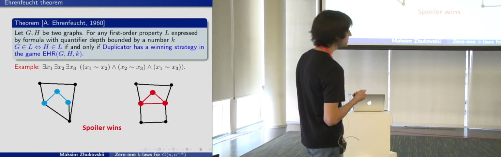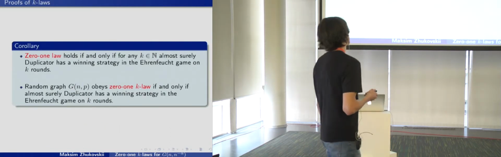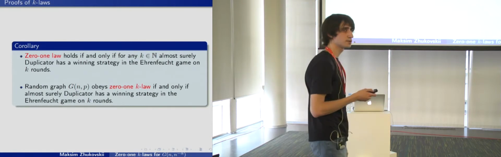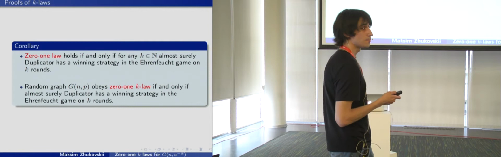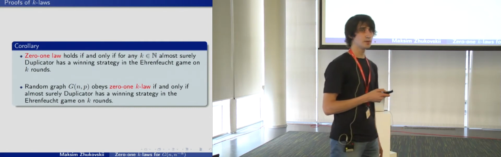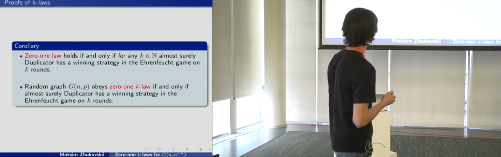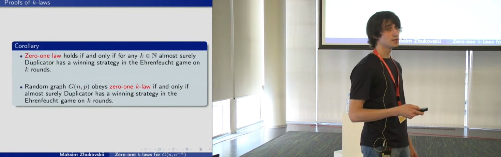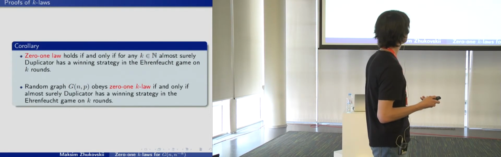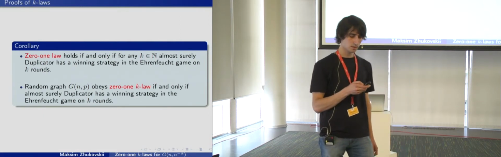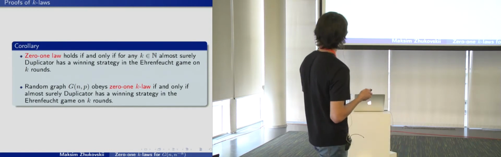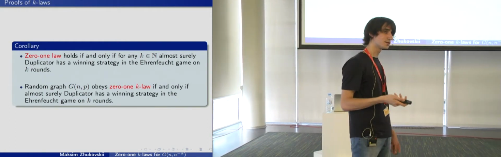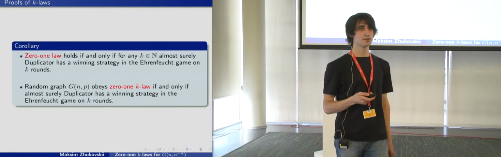Okay, and it's not very difficult to see that we have the following corollary from the theorem, so I'll start from this one. Random graph G(n,p) obeys the 0,1 k-law if and only if with probability tending to 1, duplicator has a winning strategy in the game on k rounds. And of course, the 0,1 law holds if and only if for any natural k, duplicator has a winning strategy in the game on k rounds with probability tending to 1. So if you want to prove the 0,1 k-law or the 0,1 law, we prove that duplicator has a winning strategy in the game on k rounds.